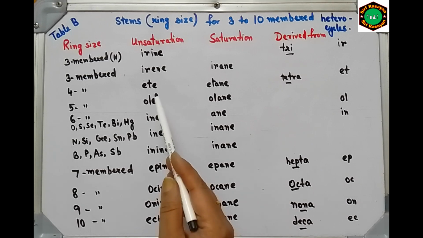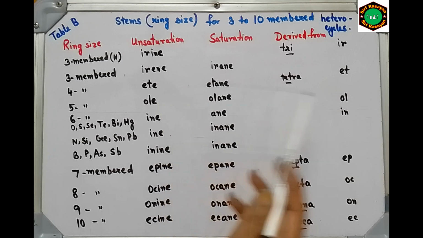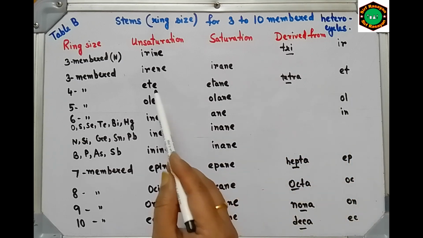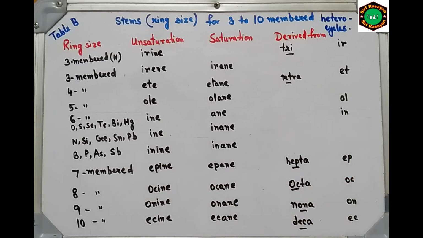And here for 4, 5, 6-membered rings, whatever it is, we have to add only E. So remember, here we are using mostly INE, here we are using ANE and here we are using E. All those you have to study. Don't get confused. If you can do all those, you can remember these things. Naming for IUPAC, naming for heterocycles, you can do easily.